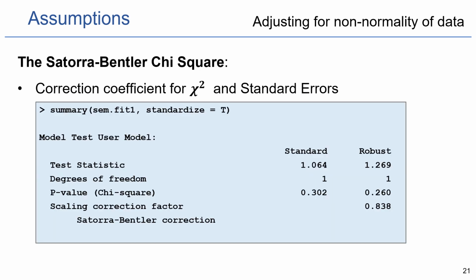And here is the output of the summary function. And you can see a new thing here in addition to the chi-square statistics. It gives the robust chi-square, which corrects for the non-normality of the data. And the Satorra-Bentler correction factor is shown here. And when you want to report the values for the chi-square for the model fit, then you have to use these values, not these standard values.